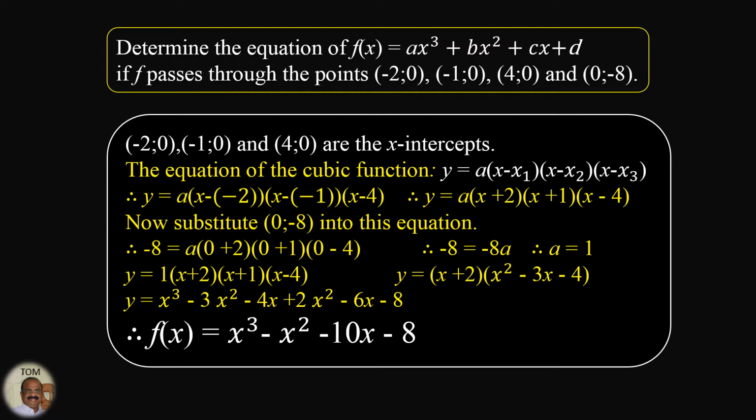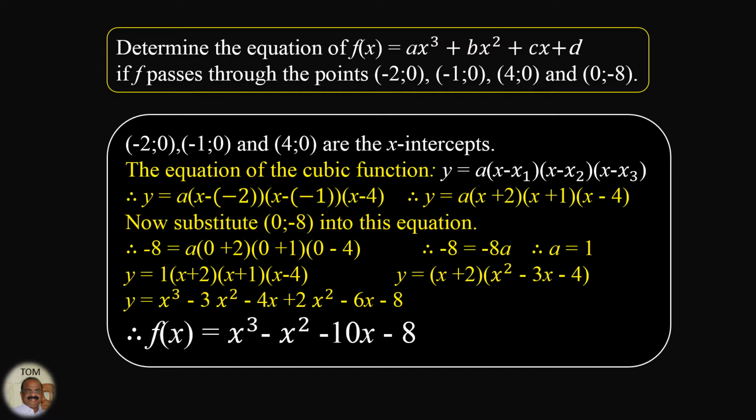What do we do? We go and look for another possible point. So we have (0, -8). We substitute (0, -8) into this equation. So x is 0, y is -8. And we get -8 = a(0 + 2)(0 + 1)(0 - 4). Simplifying, we get -8 = -8a. Therefore, a = 1.